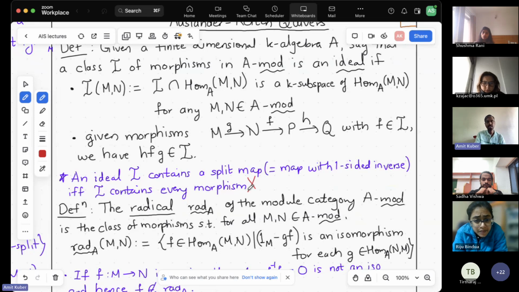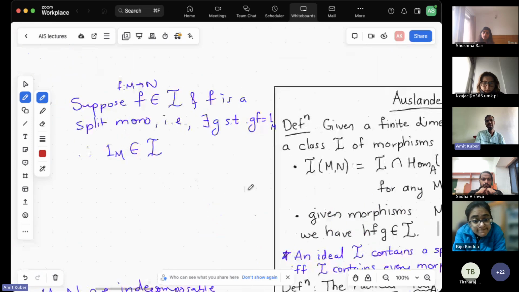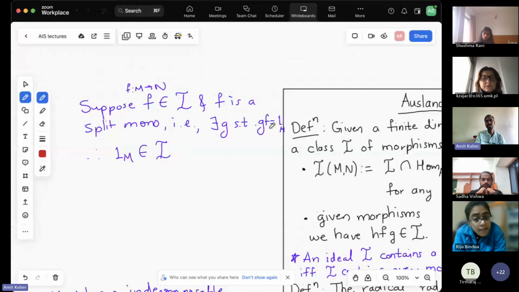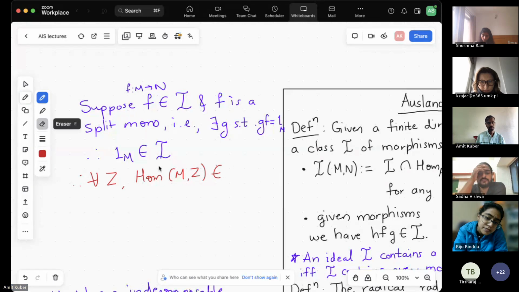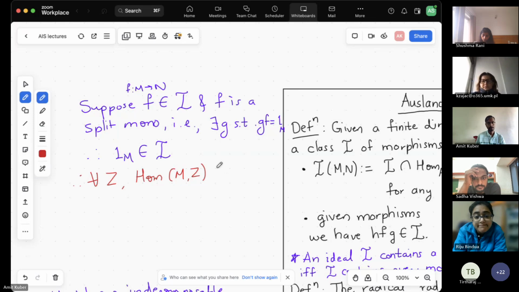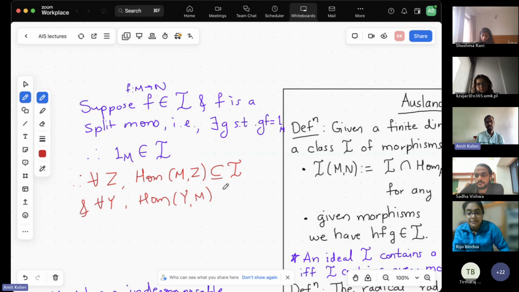In fact, what we wrote here: suppose f from M to N is in I and f is a split mono, then there exists a g such that gf is equal to 1_M. Therefore 1_M belongs to I, and therefore for all Z, Hom(M, Z) will lie inside I. And similarly, the other side: for all Y, Hom(Y, M) is also inside.